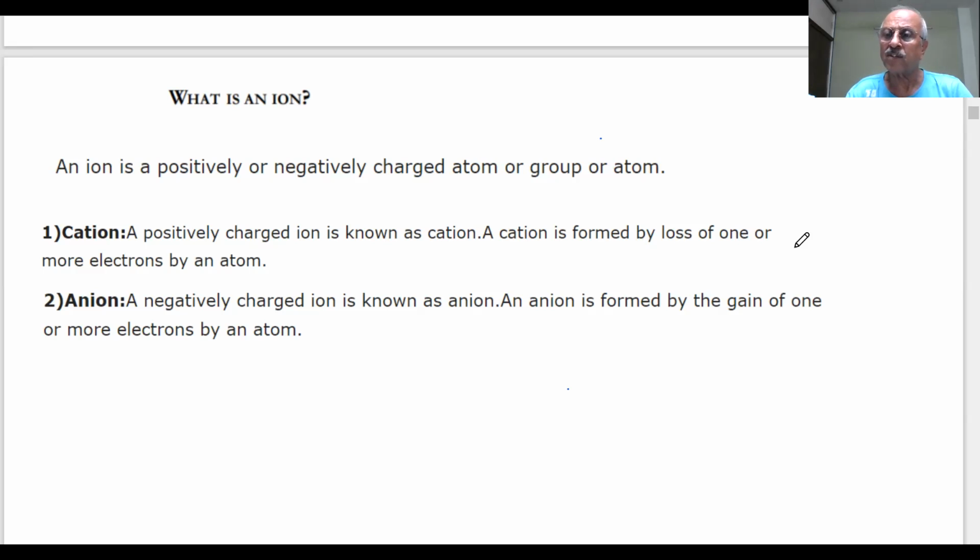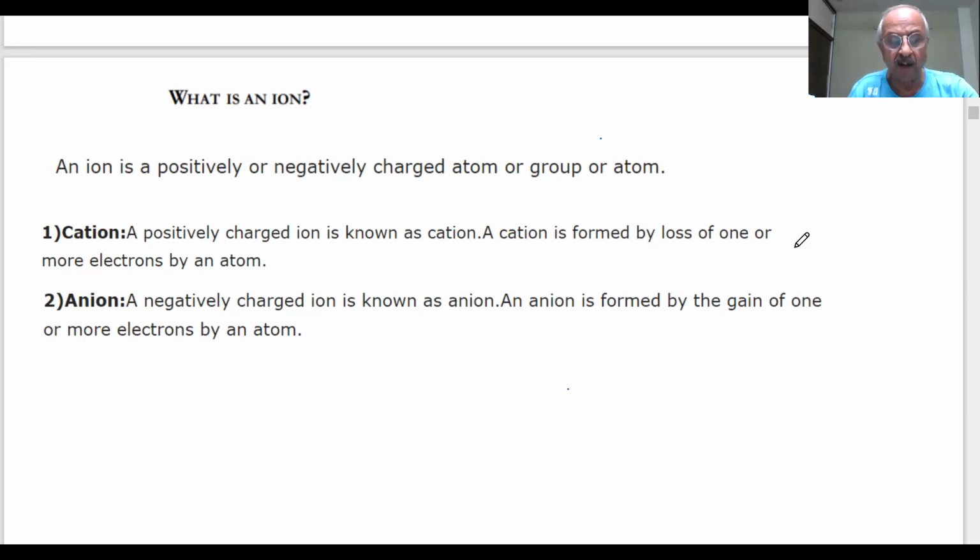Then we are discussing ions. What is an ion? We have told you that species which have a positive or negative charge are called ions. For example, if an atom loses an electron, what will happen? It will become a positive ion. That is what we call a cation. A cation has a positive charge, and a negatively charged ion is formed when there is a gain of 1 or more electrons.